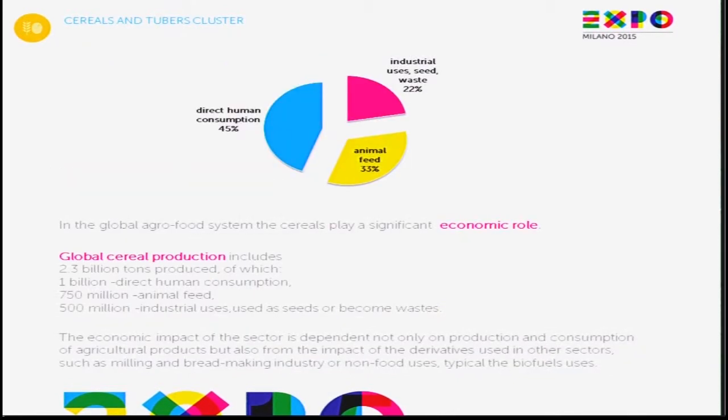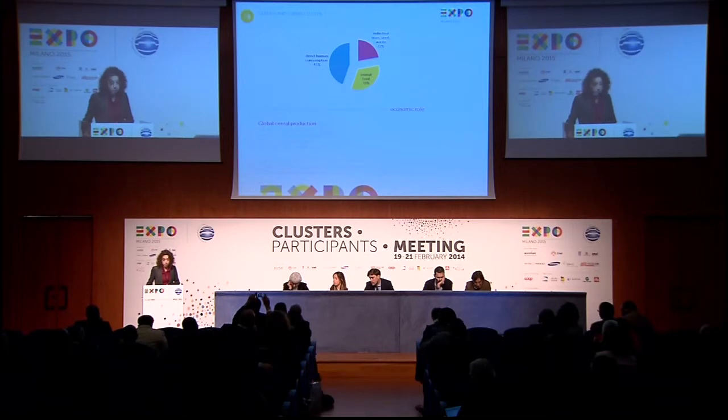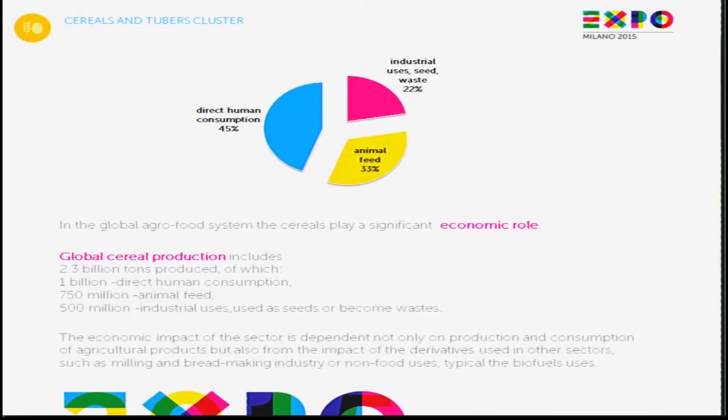So in the global agri-food system, cereals play a significant role. 45% of cereals are directed to human consumption, 22% to industrial uses, waste and seed, and 33% to animal feed. In this sense, animal feed is also usually directed to human consumption. So the economic impact of the sector depends not only on the production and consumption of agricultural products, but also on the impact of the derivatives in other sectors, such as the milling and bread-making industry, or non-food uses, such as typically biofuels.